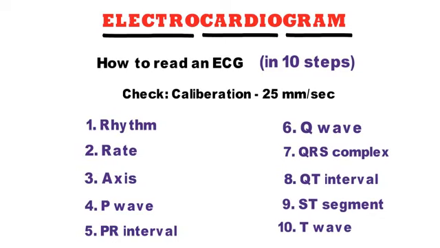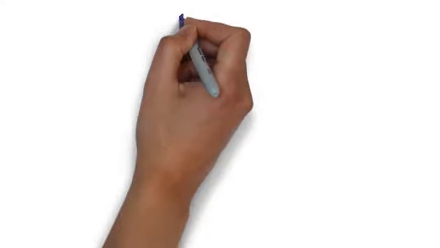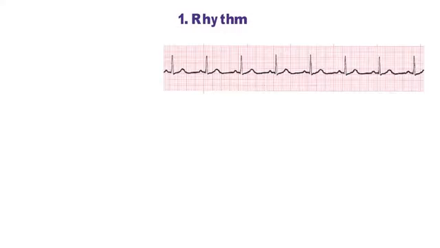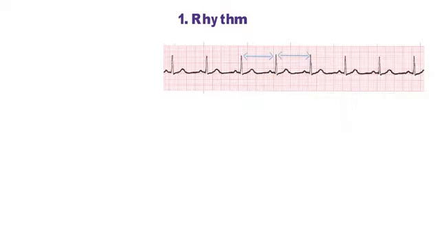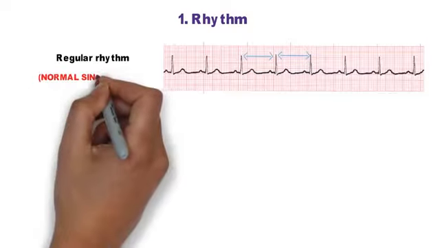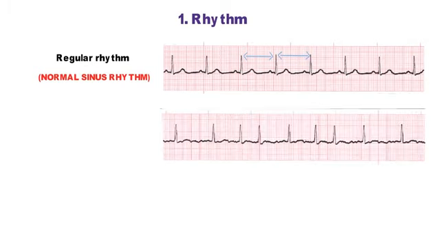So we'll discuss the ECG interpretation in this manner: rhythm, rate, axis, P wave, PR interval, Q wave, QRS complex, QT interval, ST segment and T wave. Now step 1 is rhythm. To check the rhythm, we check the RR interval. As in this ECG, RR interval are equal and there is P wave before every QRS complex. So this is a normal sinus rhythm.